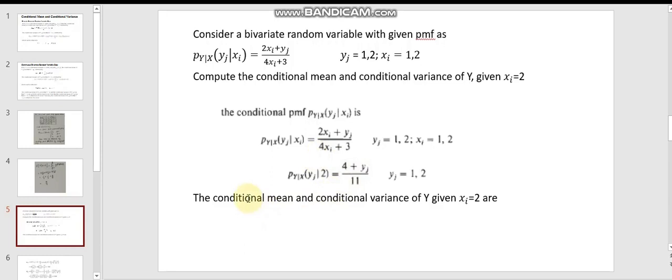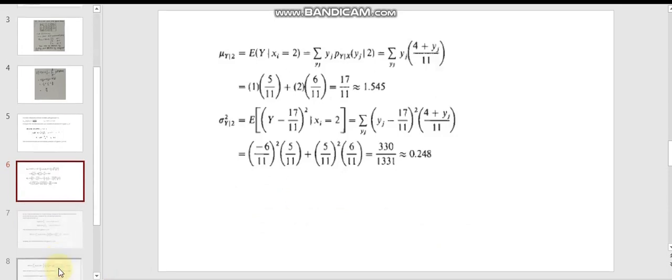Now I have to find the conditional mean and conditional variance of y given x is equal to 2. So here the conditional mean of y given x is equal to 2. What I will do, I will take the summation of the product of y with the conditional PMF of y given x is equal to 2. So I will incorporate here the conditional PMF of y which we have already calculated. I will take the product with y.